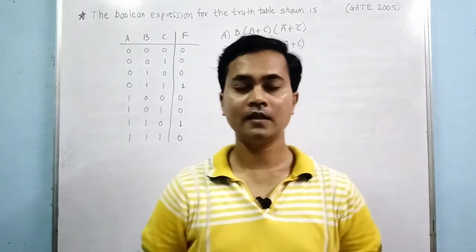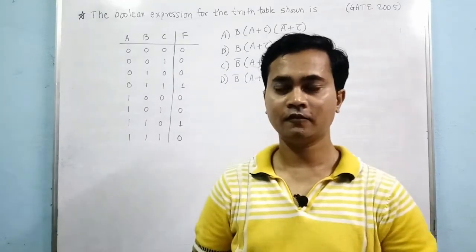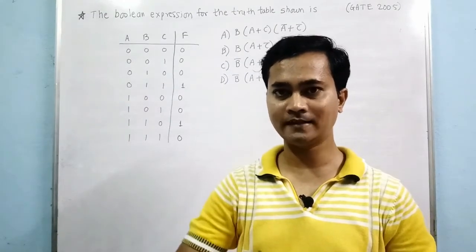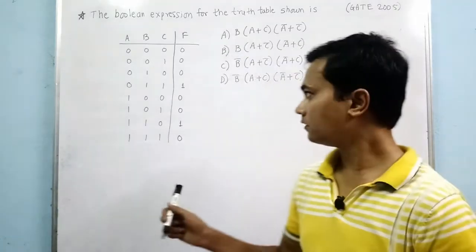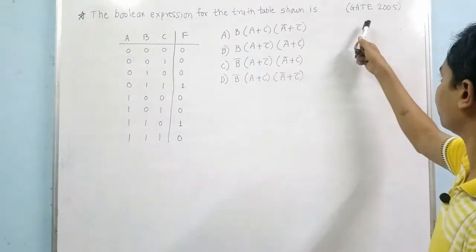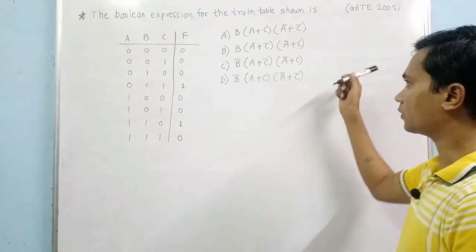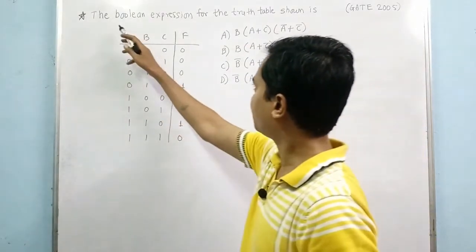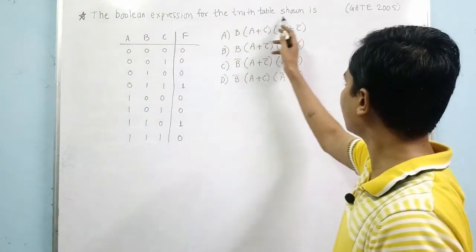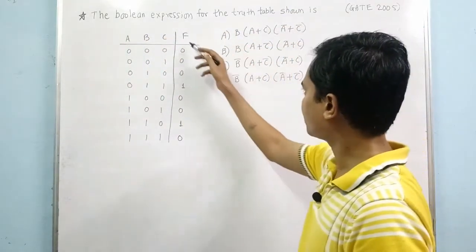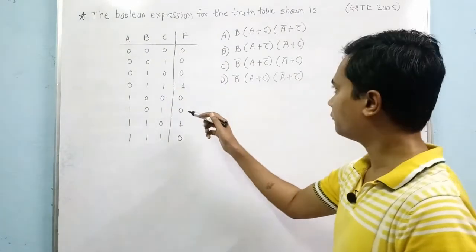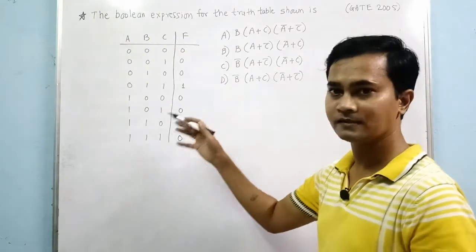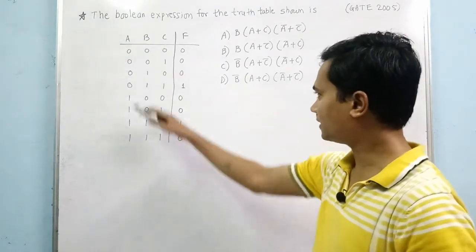Hello everyone. In this video we are going to see one example on POS, that is minimizing the POS form expression, and this problem was asked in GATE exam, GATE 2005. Okay, so let us see. The Boolean expression for the truth table shown is, so here the truth table is given and we have to find out which expression is minimized expression for this truth table.